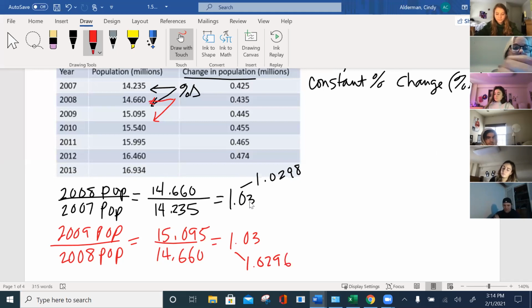All right, so what do we get here? So 1.03, and remember I told you what's happening here from 2007 to 2008. Is it increasing or is it decreasing?